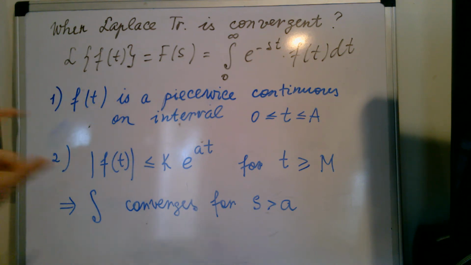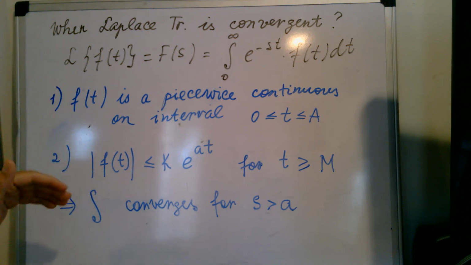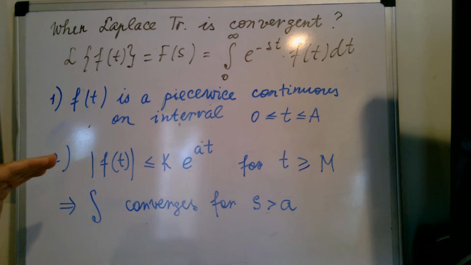And second, the end behavior of the function: it does not grow too fast at infinity. It's not that it cannot grow at infinity. t squared still is going to have a Laplace transform, but it's not supposed to grow too fast. Okay, now I'm going to pause and erase everything and start the proof.